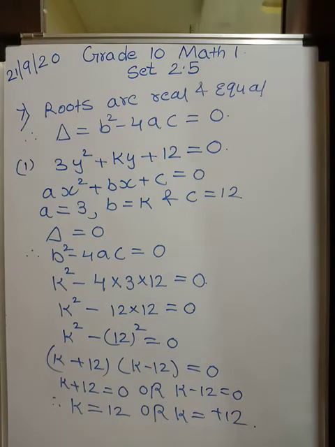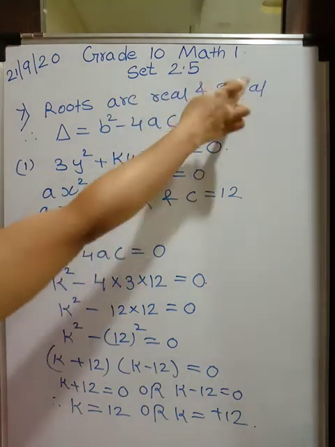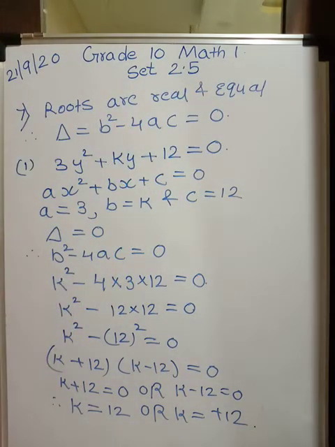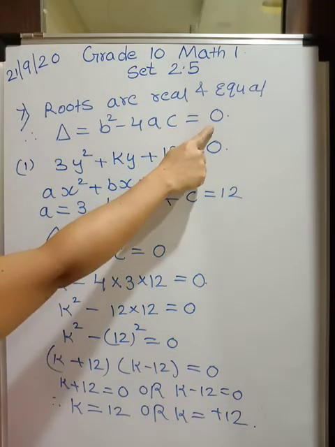Now look at your 7th question. It says that the roots of each of the following quadratic equations are real and equal. Therefore, find the value of k. See, roots are real and equal. When is the nature of roots real and equal? Only when b square minus 4ac, the discriminant, is equal to 0. So we have b square minus 4ac is equal to 0.